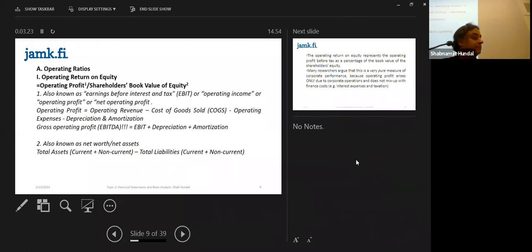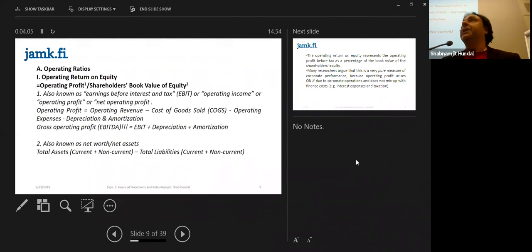Operating profit is of two types. This can be gross profit, gross operating profit, or it could be net operating profit. The slide itself shows. And how do you get the operating profit? The operating profit is the revenue minus all the costs, where you subtract only those costs which are concerned with the company's operations.